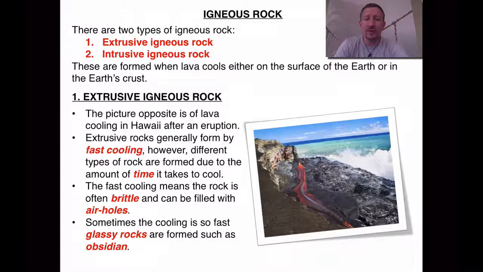The more crystalline, or the better the crystals realign, the harder the rock is going to be. As a result, extrusive igneous rock tends to be quite brittle, quite soft. Now, maybe we can't break them up with our bare hands, but if you took a hammer and a chisel to it, you wouldn't have a major problem actually breaking it up.